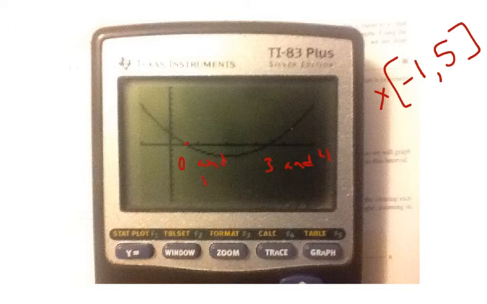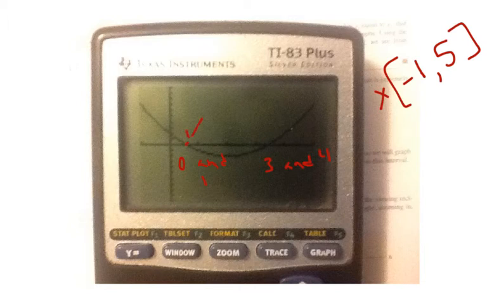If I know what integers or tick marks on my x-axis that a 0 is between, then I can use the 0 function to find the answers. Now I have to do this twice if there's more than one answer. So I would go to second trace, number 2, 0.